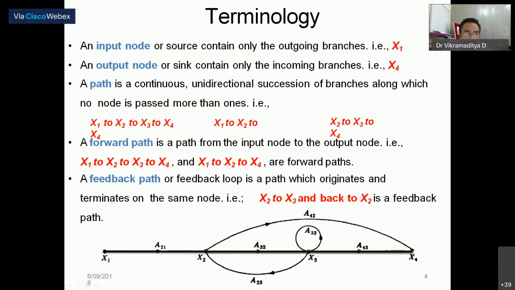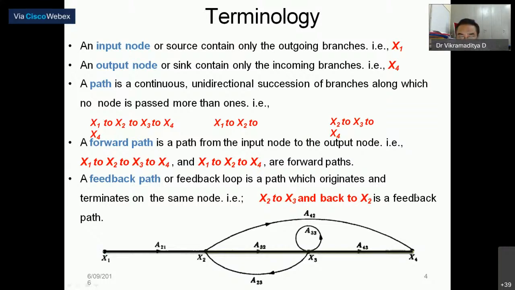After forward path, the next is the feedback path. Let us discuss what a feedback path is. Feedback path is also known as loop, feedback loop, or simply loop. Some books write loop only. A loop is a path which originates and terminates on the same node. Mind it, loop is different and forward path is different. In the Mason-Gain formula, you have to identify both forward paths as well as loops. So a feedback loop is a closed path which originates and terminates on the same node.